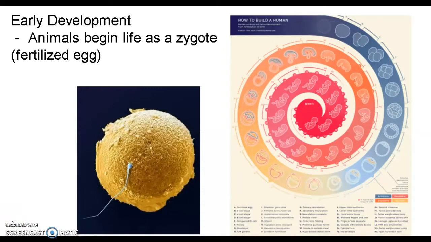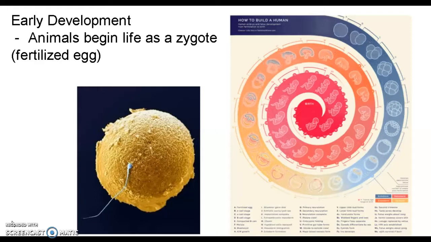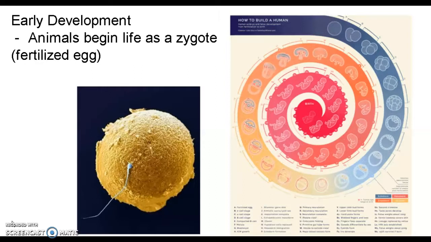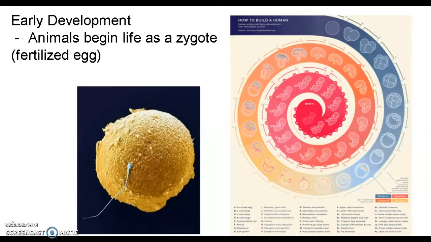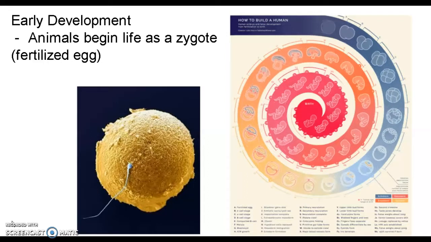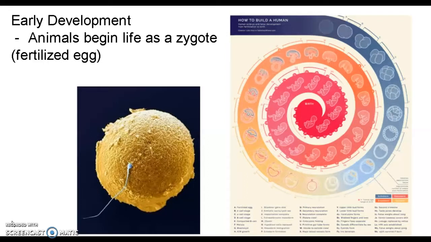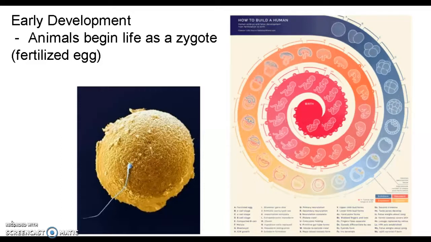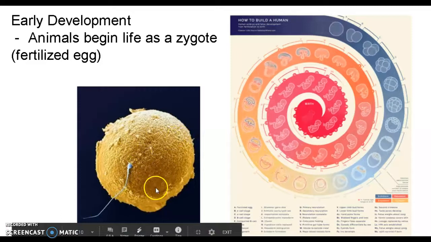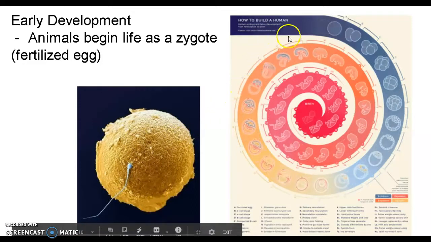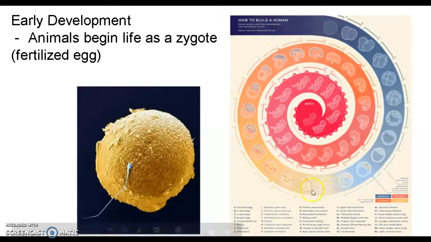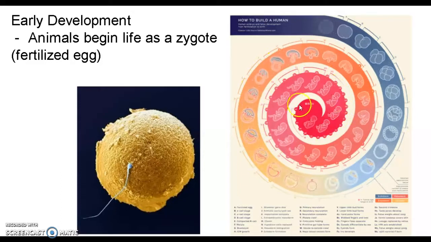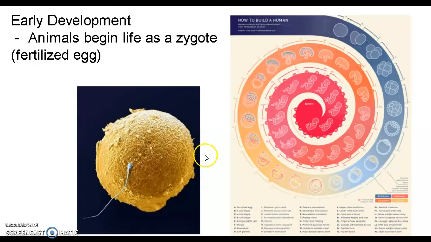Another way we can group animals into different phyla is how they go through development. So the next few slides are going to talk about development. During early development, animals begin life as a zygote, which is another word for a fertilized egg. So a sperm cell from a male will fuse with an egg from a female, and it will begin this process of cell division and differentiation that lead to all the organs and body parts that we see.